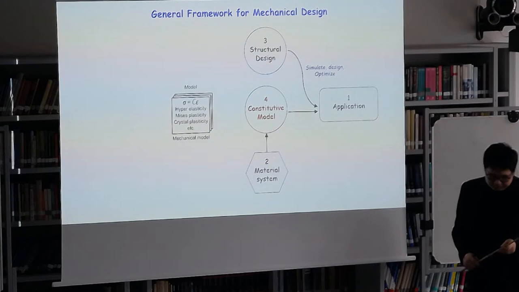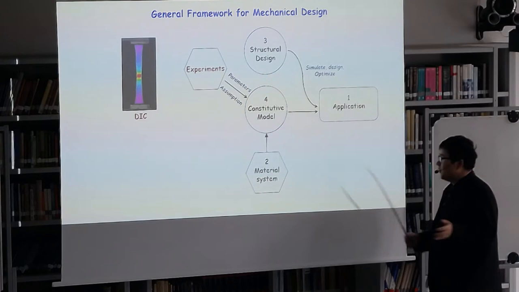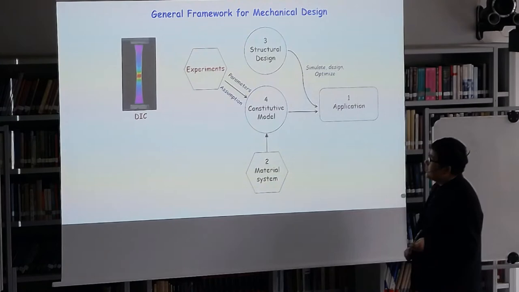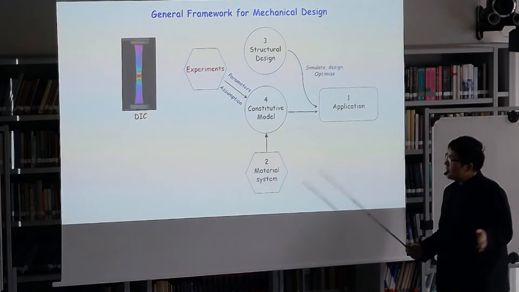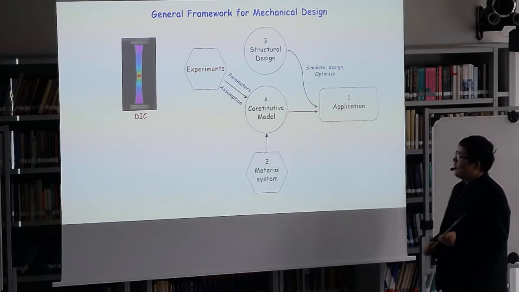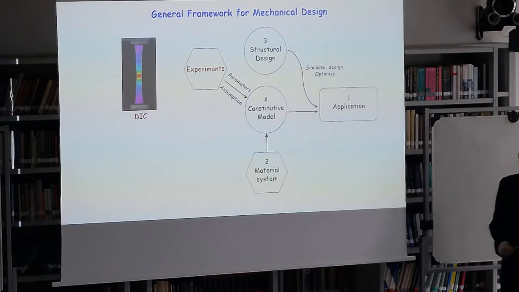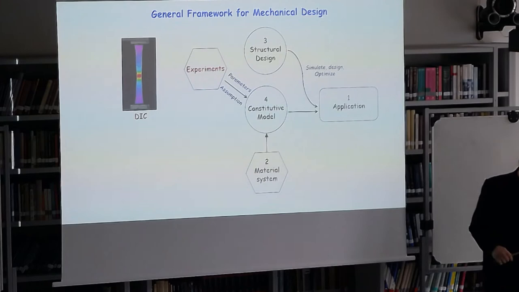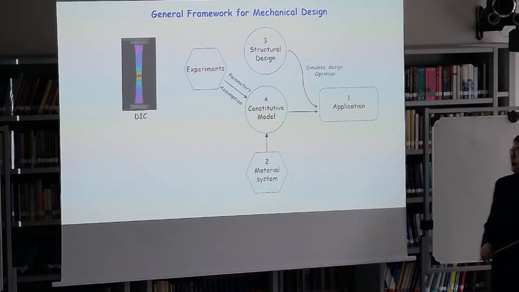And if you ask, where does this constituent model come from? Well, classically, it comes from experiments. The way we do this is we postulate the existence of a functional form of the constituent model with unknown parameters that we're going to measure or fit from macroscale experiments. For example, to get a Young's modulus, we can just do a simple tension test and then fit the curve. And this is the classical way of generating a constituent model.